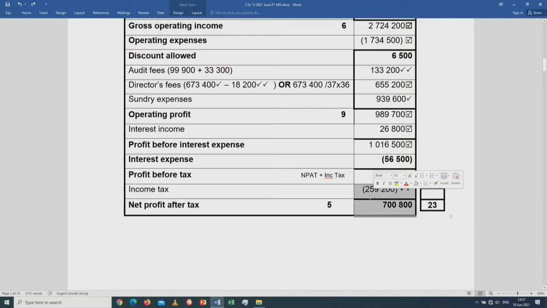And then a learner must apply a working backward principle to say 700,800 plus 259,200 to earn a mark for 960,000. Remember, the 960,000 is a method mark only if this figure was wrongly calculated, but it's supposed to be added. Sometimes learners make a mistake of having this figure, and then when they calculate the net profit before tax working backward, they forget that this will change the sign, and then they subtract it again. So this figure will be wrong in that case, but it must be added. It means whatever a learner has there, it must be the total of what the learner has there. Okay, colleagues, so we are done with the income statement, 23 marks.